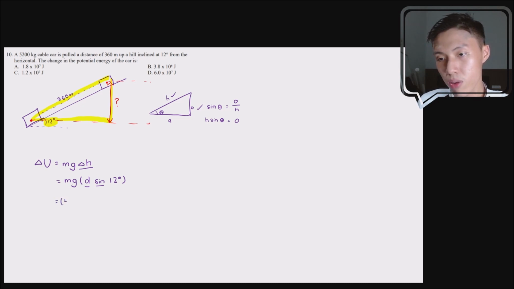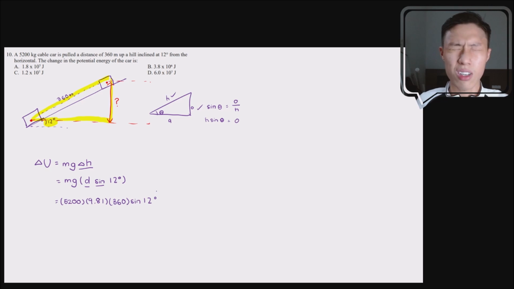It's a 5,200 kg cable car. The gravitational acceleration is 9.81. Then the distance traveled is 360. Then it will be sine 12 degrees, sorry. Okay, so if you calculate everything here, I believe you should get the answer of 3.82 times 10 to the power of 6 joule.